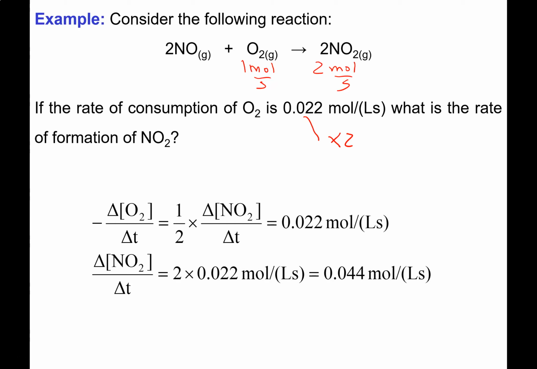Now, you know, if I can't eyeball it in that way, I can always do the algebra. So from my balanced equation, I know that the rate of consumption of O2 will be equal to 1/2 times the rate of production of NO2. And that's going to be equal to 0.022. So I just got to bring this guy over here. The rate of production of NO2 is equal to 2 times the rate of consumption of O2, and so there's my answer there, 0.044.